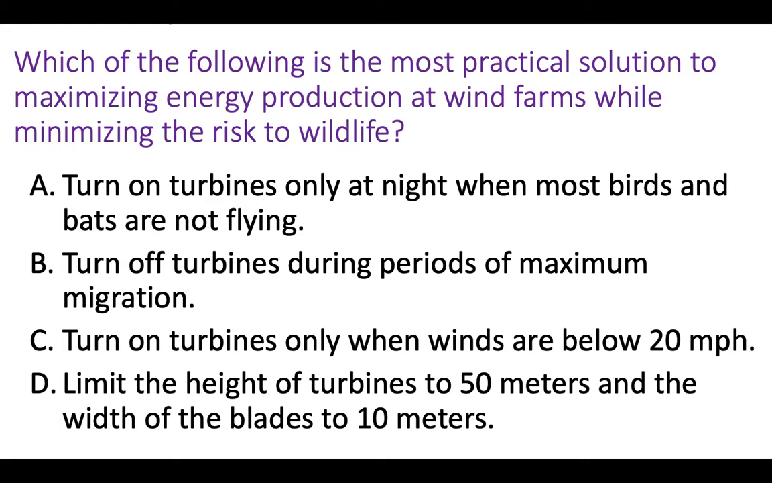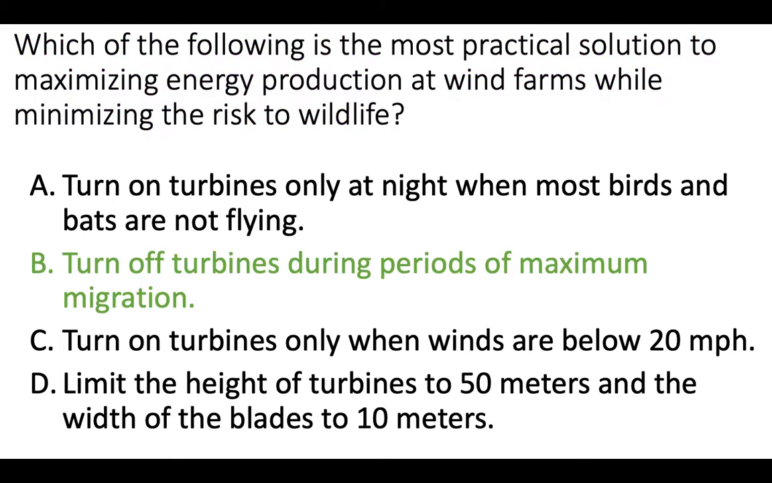Which of the following is the most practical solution to maximizing energy production at wind farms while minimizing the risk to wildlife? Well, the risk to wildlife is that birds and bats might collide with the wind turbines themselves, so you can turn them off when there is lots of migration going on.